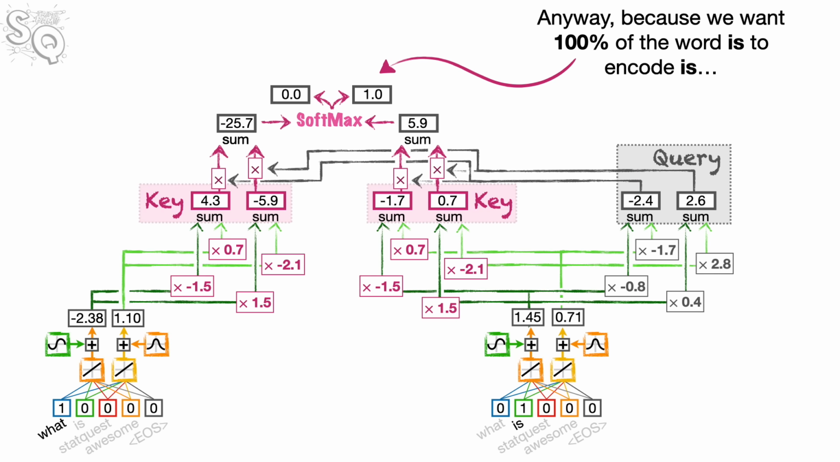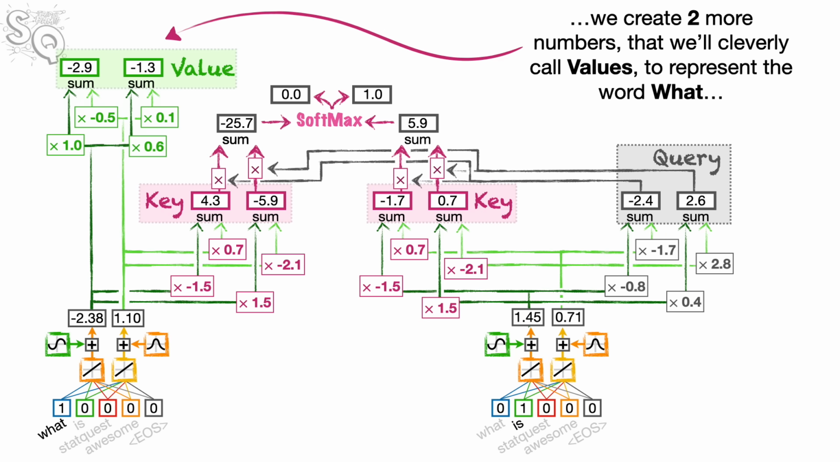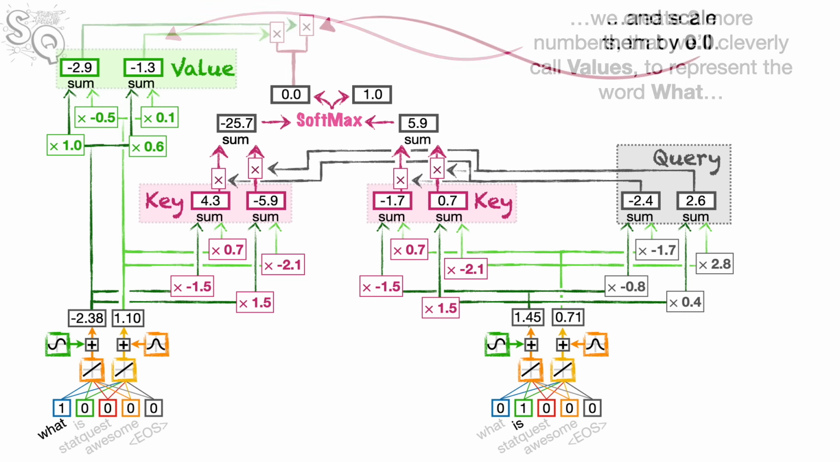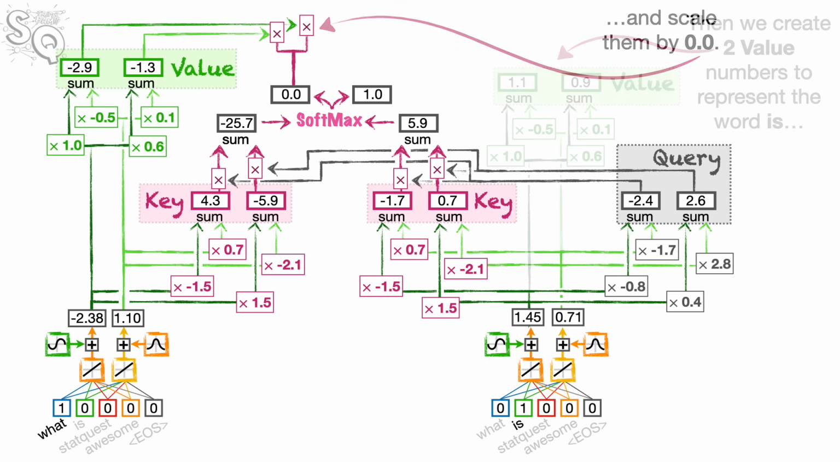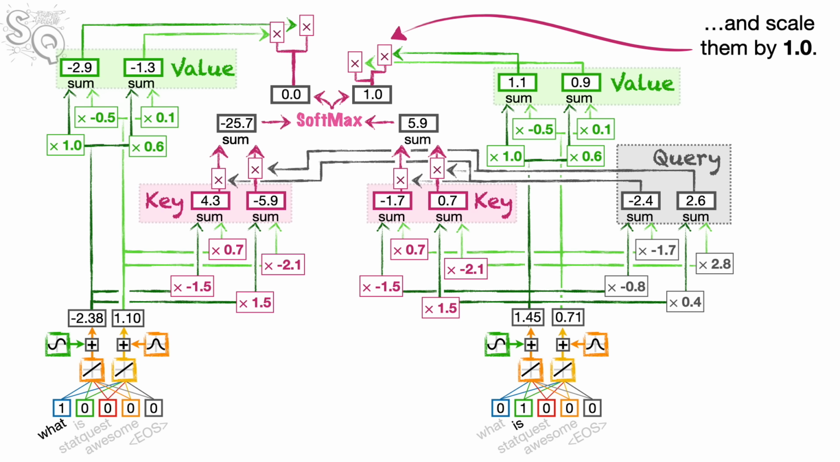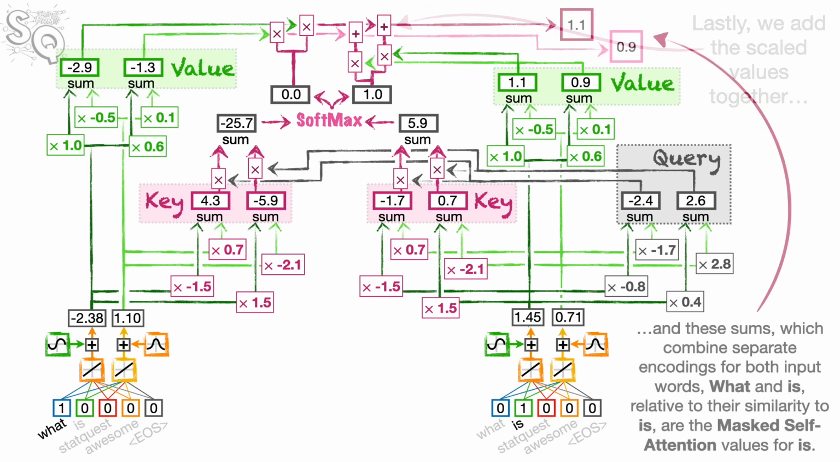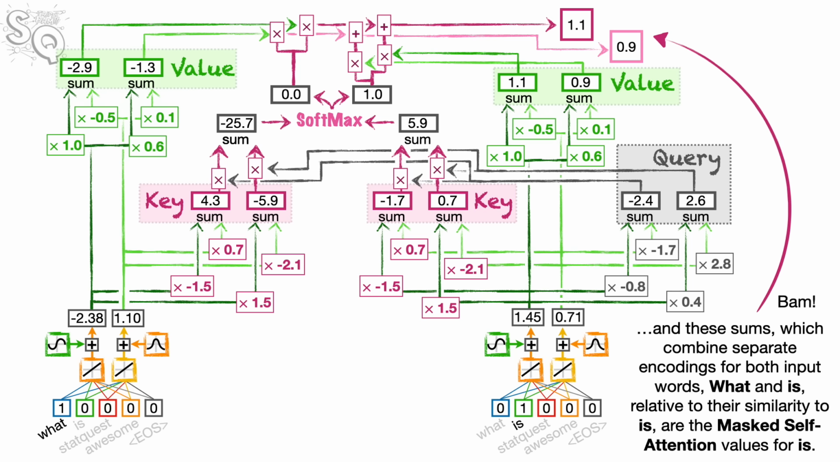Anyway, because we want 100% of the word "is" to encode "is", and 0% of the word "what" to encode "is", we create two more numbers that we'll cleverly call values to represent the word "what", and scale them by 0.0. Then we create two value numbers to represent the word "is", and scale them by 1.0. Lastly, we add the scaled values together, and these sums, which combine separate encodings for both input words, "what" and "is", relative to their similarity to "is", are the masked self-attention values for "is".